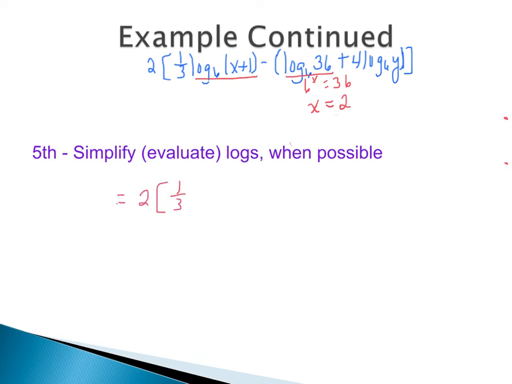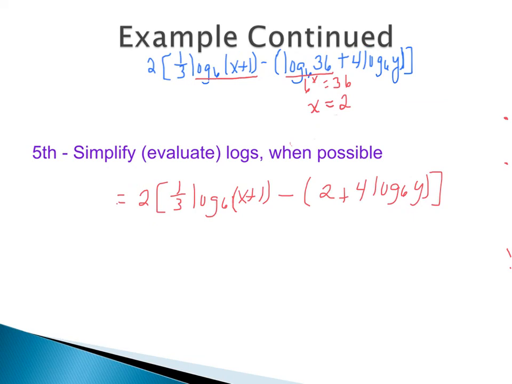Our final answer, one form of our final answer then, would be 2 [1/3 log base 6 of (x plus 1) minus (2 plus 4 log base 6 of y)]. And again, just making sure that you have the parentheses in the correct place to show where the expansion came from. So this is one form of the correct answer.